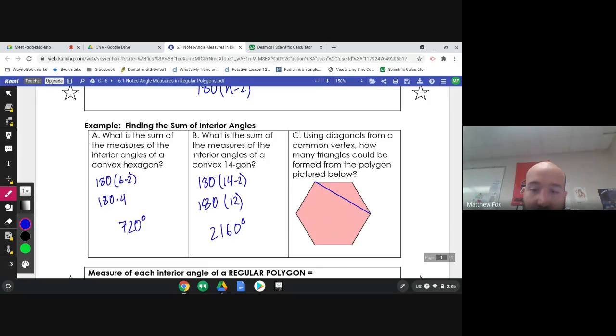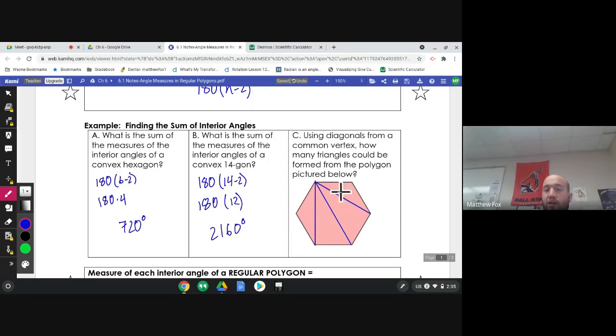There's a side. I'll draw to this one. I'll draw that one. And if you think about it, I've formed 1, 2, 3, 4 triangles. I can't draw a line from here to this side because that is already there. It's already a side. And same over here.